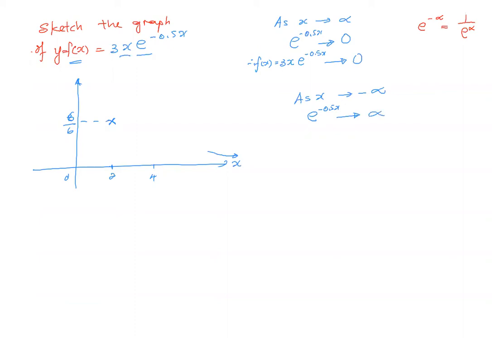Everyone, do I need to explain why? e to the power negative 0.5 times negative infinity, so it becomes e to the power of infinity. So this one will approach infinity. Understand? Okay, then what will happen to my fx, which is 3 times negative infinity times infinity? It will approach Shini.